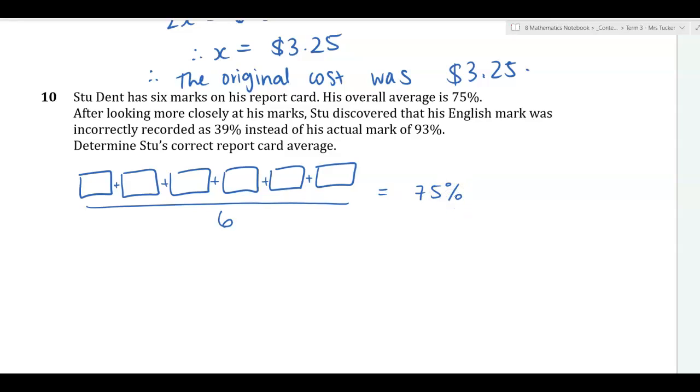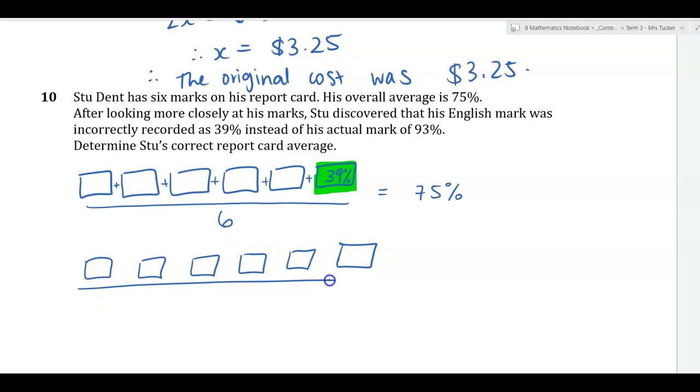Okay, now, his English mark, let's make this box on the end here English. His English mark was incorrectly reported. It was 39%, but it was meant to be 93%. What? How'd they get that wrong? Well, they just flipped the numbers around. It happens. People are human. Okay. So, this is 93%.